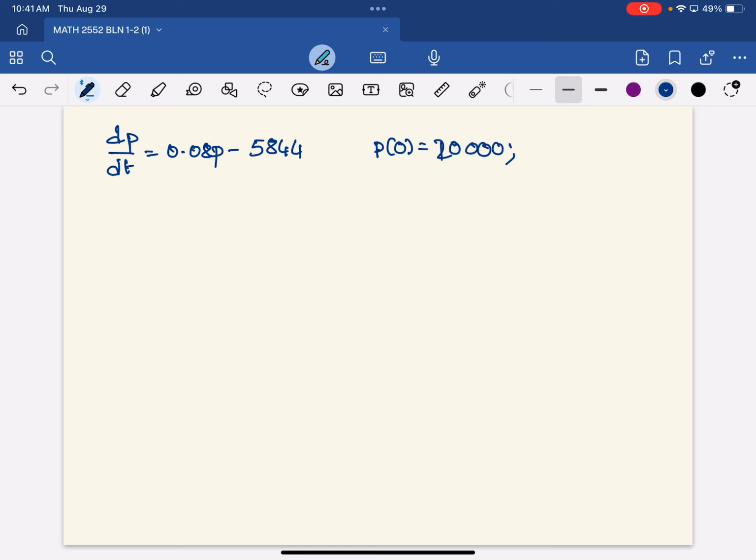Now, what is my critical point? How do I find my critical point? dP/dt equals 0, right? Very good. So that gives me 0.08P minus 5844 equals 0. Do you agree? So this means I'm going to isolate my P, and because I just did the computation in my previous lecture, I have it right on my calculator, and that gives me that much. So my critical point is that much. Are you with me on that? Yes? So now what am I going to do? I'm going to draw a phase line.